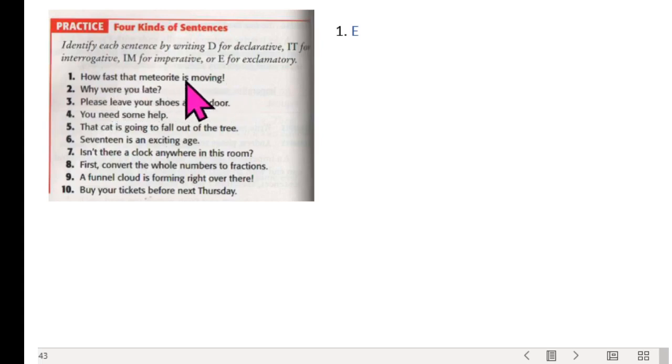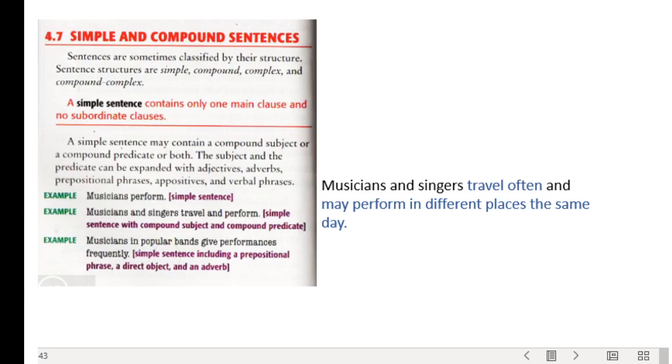So it is expressing emotion. How fast this meteorite is moving. So I need to read it like this, okay? So it is exclamatory, so that's why I mark it E. If it is imperative, you mark I, and so on. Please complete this and then we discuss it. I don't think it really deserves a strong discussion.